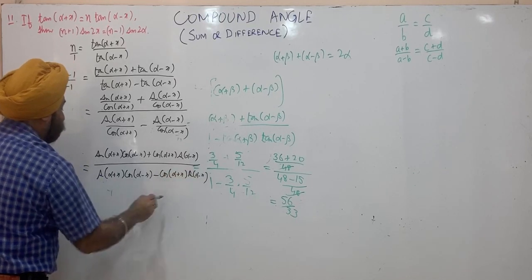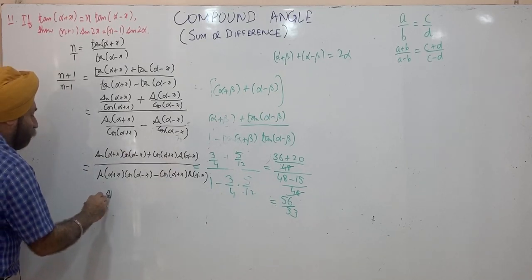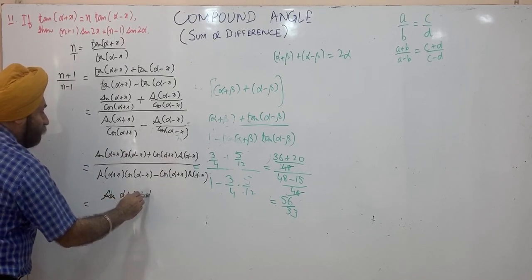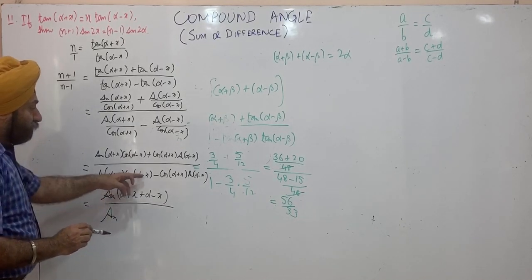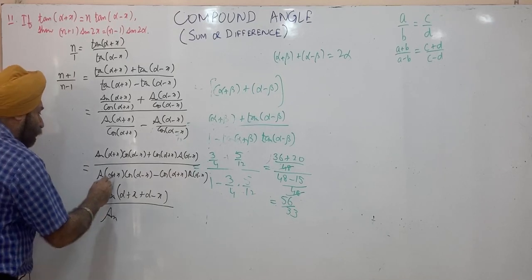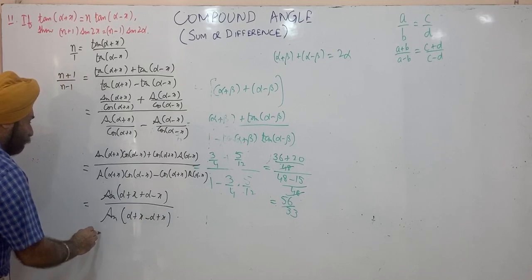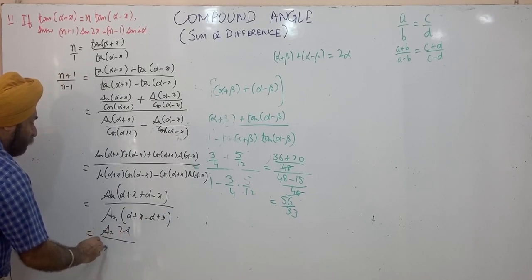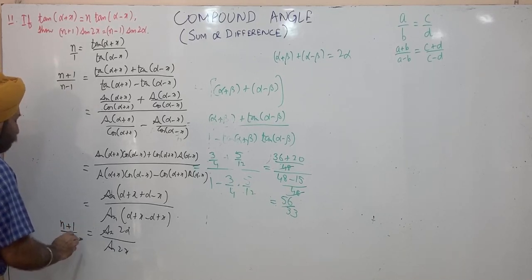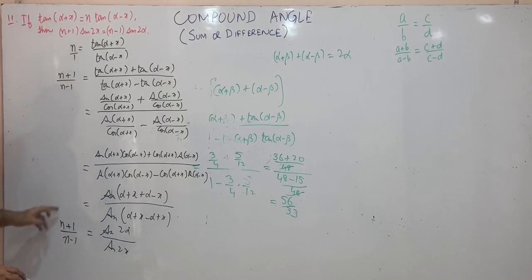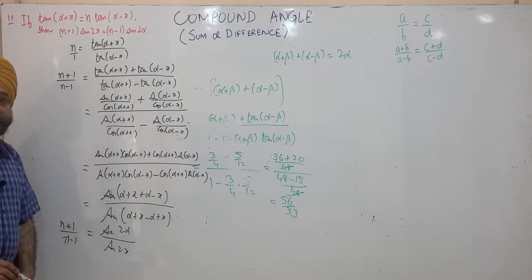This is sin A cos B plus cos A sin B. It's sin of A plus B: alpha plus x plus alpha minus x. The denominator similarly is sin A cos B minus cos A sin B. It's sin of A minus B: alpha plus x minus alpha minus x. This gives us sin of 2 alpha, and this is sin of 2x. This is n plus 1 upon n minus 1. And this is what we wanted to prove: n plus 1 into sin of 2x is equal to n minus 1 into sin of 2 alpha.